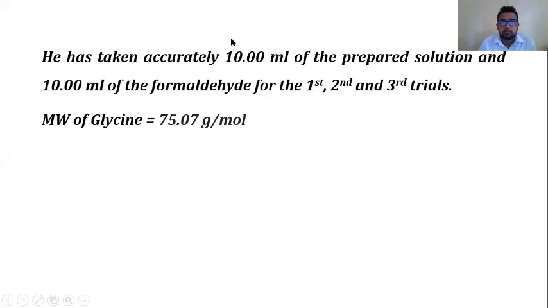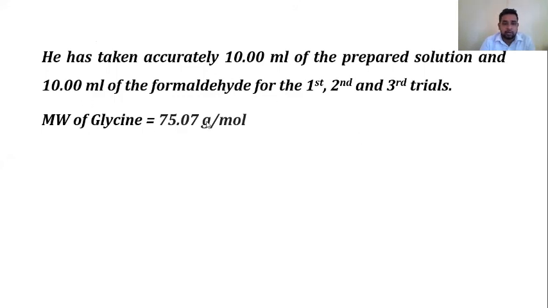And then let me ask one question from you. So is this an aliphatic amino acid or an aromatic amino acid? What do you know? Yes, aliphatic. This is a kind of aliphatic amino acid because there are no aromatic rings. As the R group, it contains hydrogen. So that's the simplest amino acid. Okay.